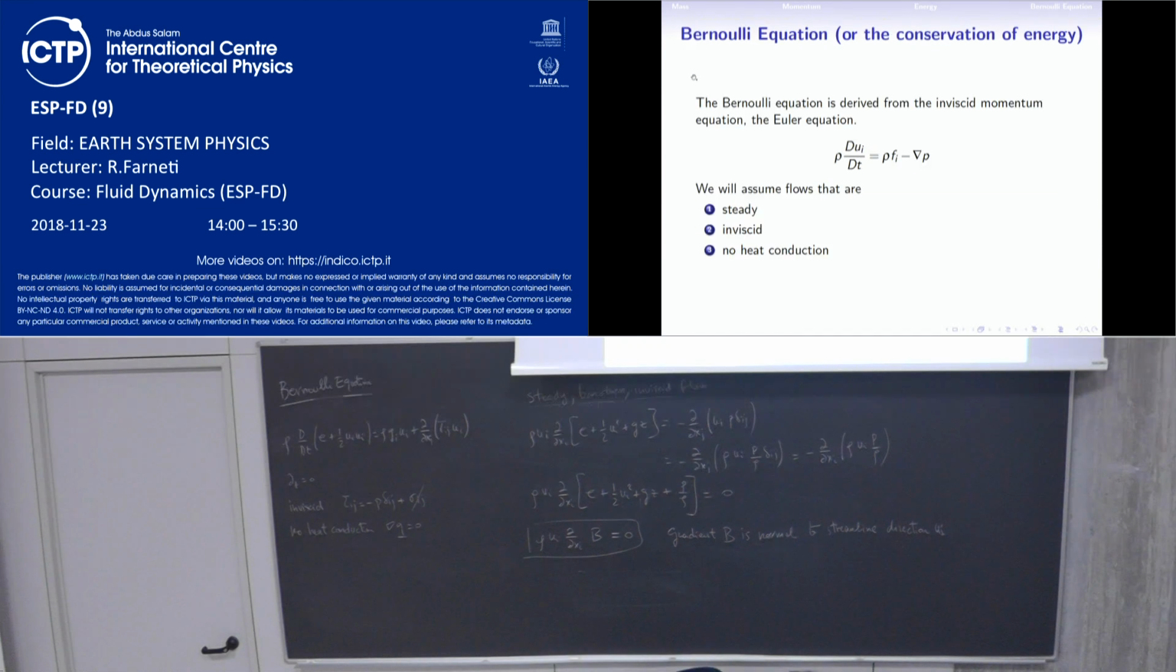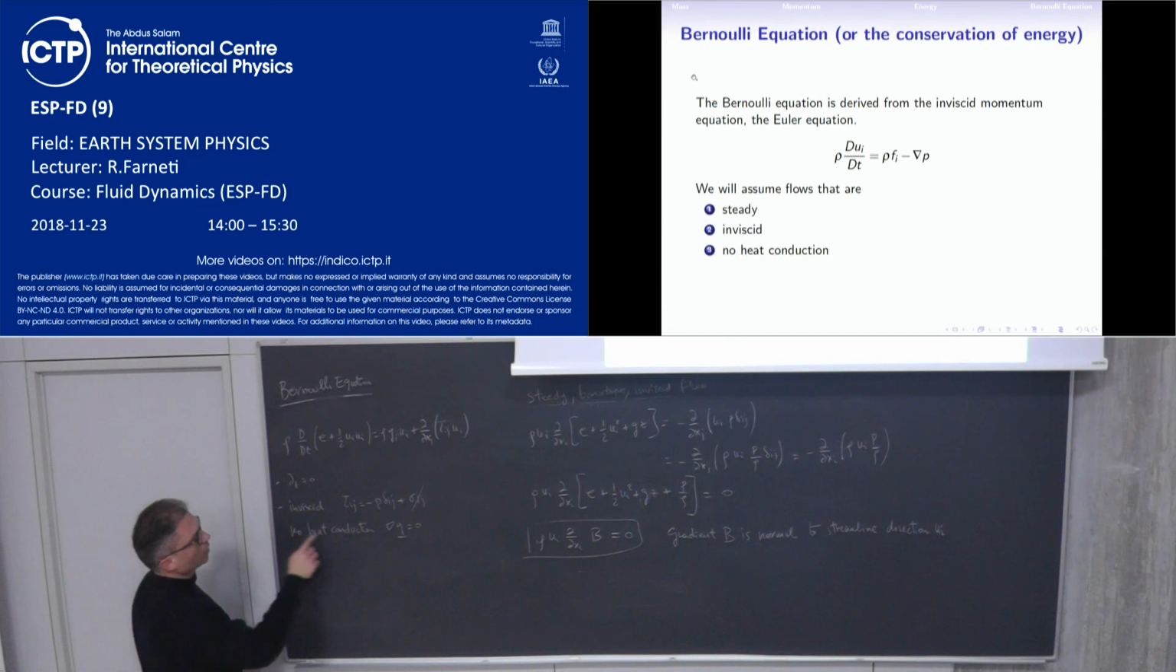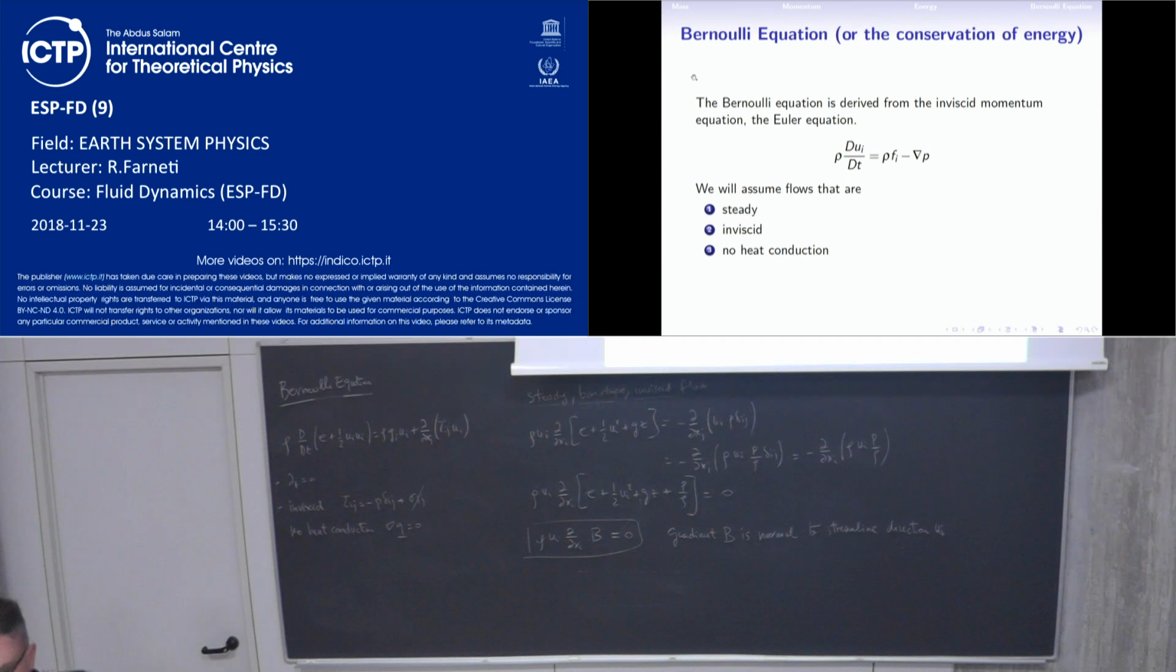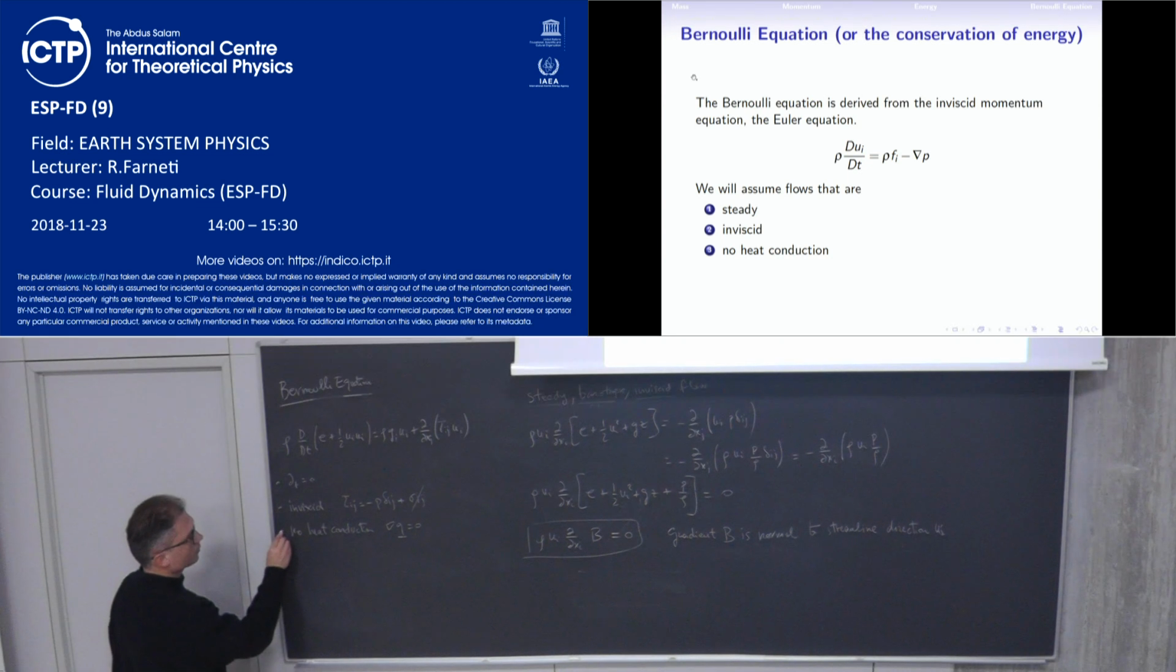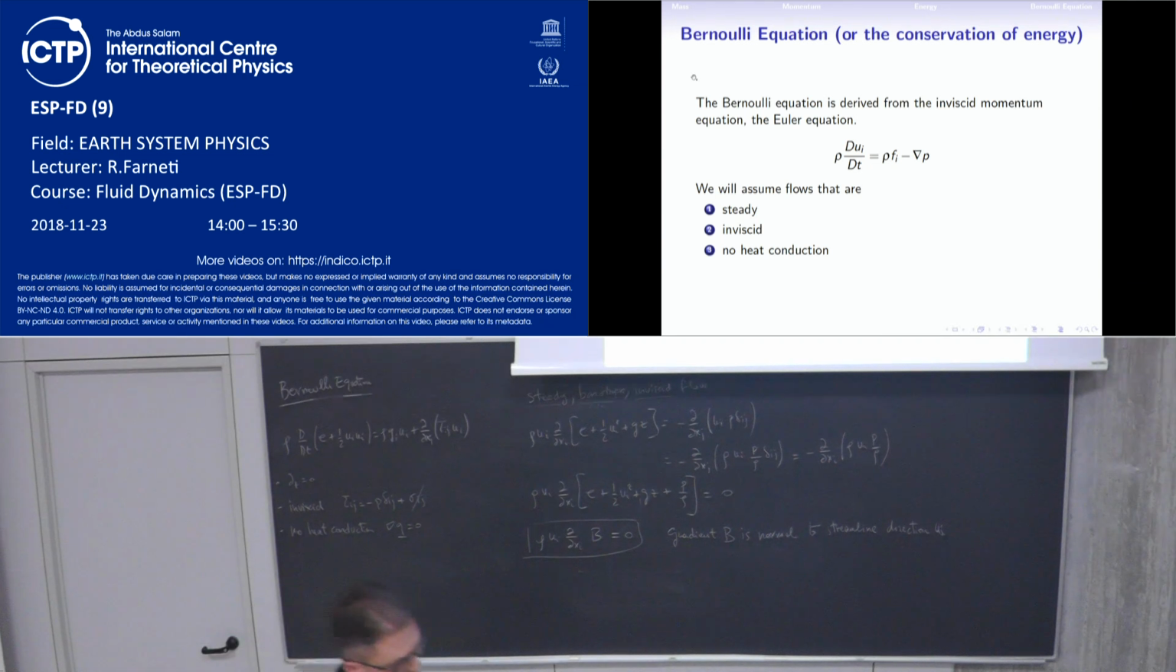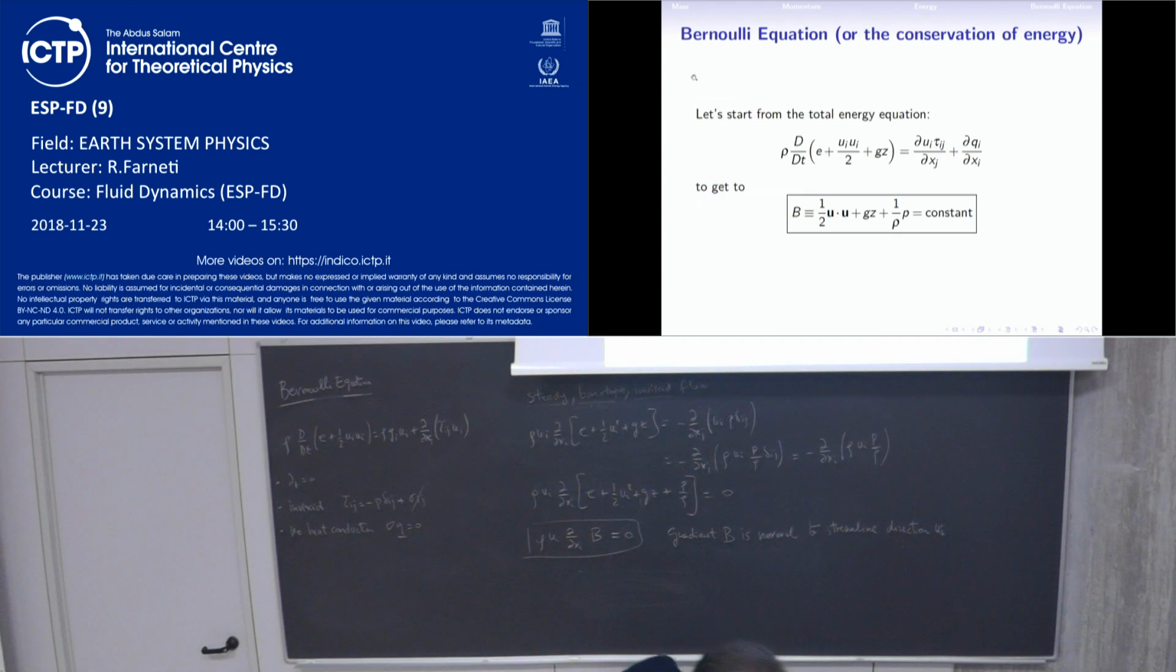How is this useful? In many ways. Just remember we took those assumptions: steady flow, so the d by dt is equal to 0, inviscid flow, so the constitutive equation for the Newtonian fluid is reduced to that, and no heat conduction. If you take those assumptions and manipulate your Euler equation, you get an expression for the Bernoulli function, which is a constant along streamlines.